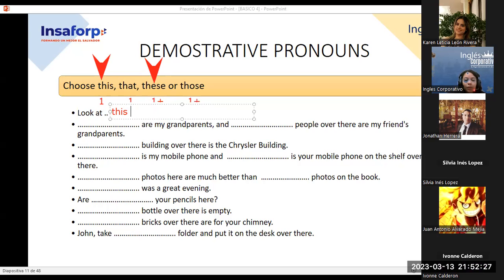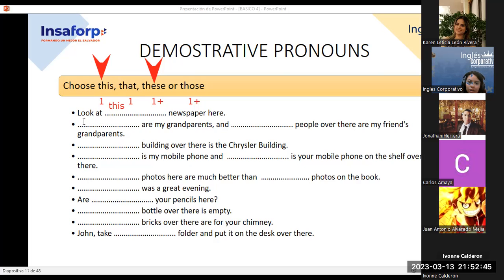It's like this, right? Look at this newspaper. Okay. No es una E, no es totalmente this, pero no es una I, no es this. Es como la mitad, kind of the half of it. Okay. The second are my grandparents.